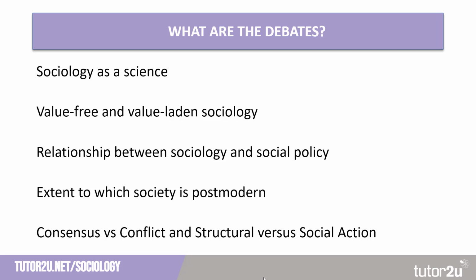Another debate is the extent to which society is postmodern. You may see this phrased as evaluate the view that society is in a postmodern age, or you might be asked to outline and explain 2 features of postmodern society. And there are other ones which are theory, but they also link into the debate side, are consensus versus conflict and structural versus social action theories, which we've looked at in our sociological theory 10 markers.